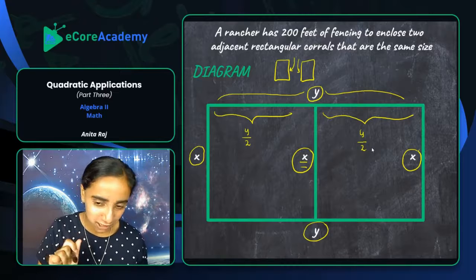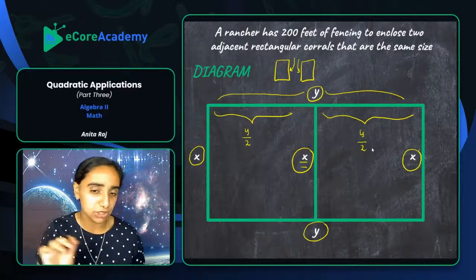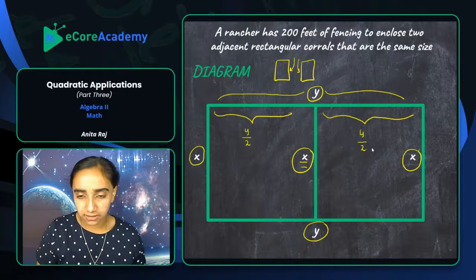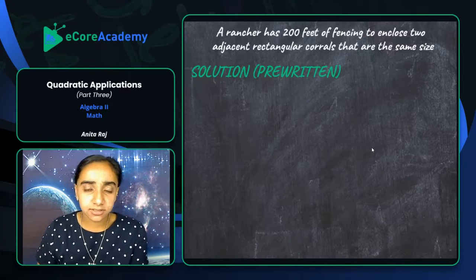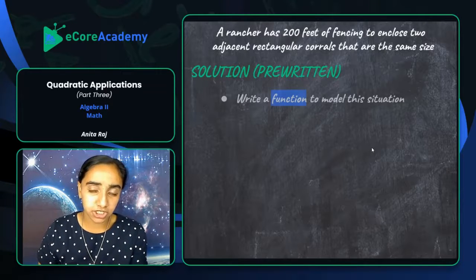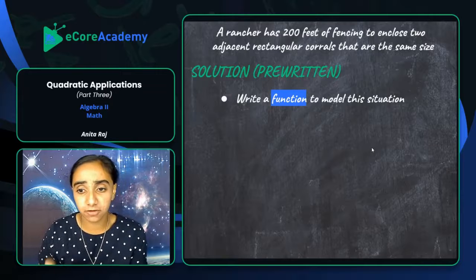Okay, I hope that was enough time for you to copy this down or take a picture or whatever you needed to do. Let's go to the next slide. We're actually going to be solving the problem now. So here's a solution pre-written for the first question. And remember, the first question was write a function to model this.